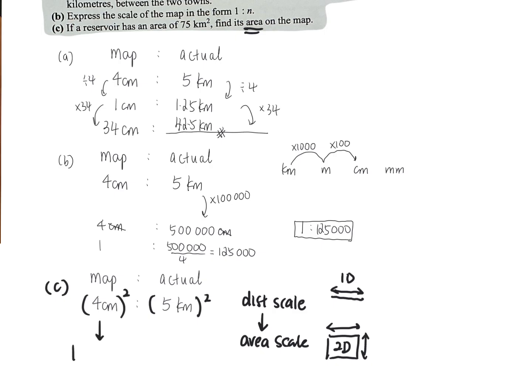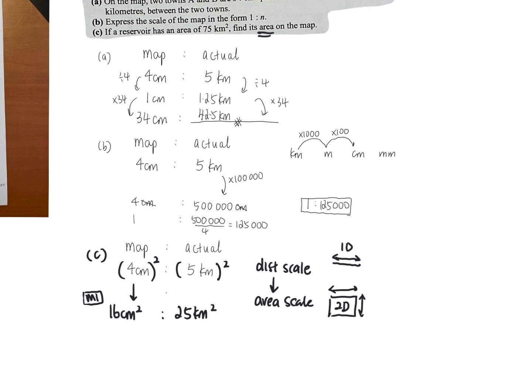So this one becomes 16 cm square, represents 25 kilometers square. So this is the most important step that gets you the method mark. So after you change to an area scale, then you can tell me how to find 75 kilometers square. So from here to here is clearly a times 3. So 48 cm square on the map is the answer.